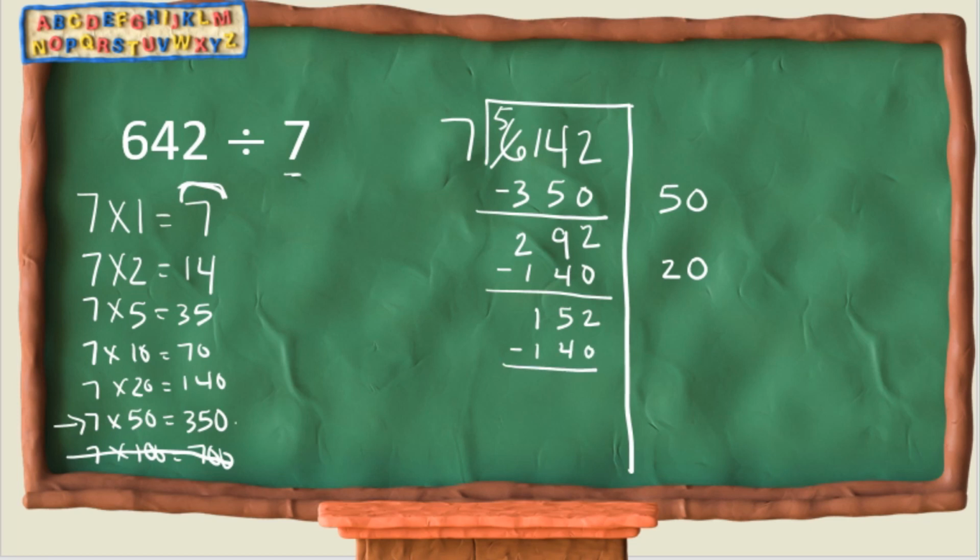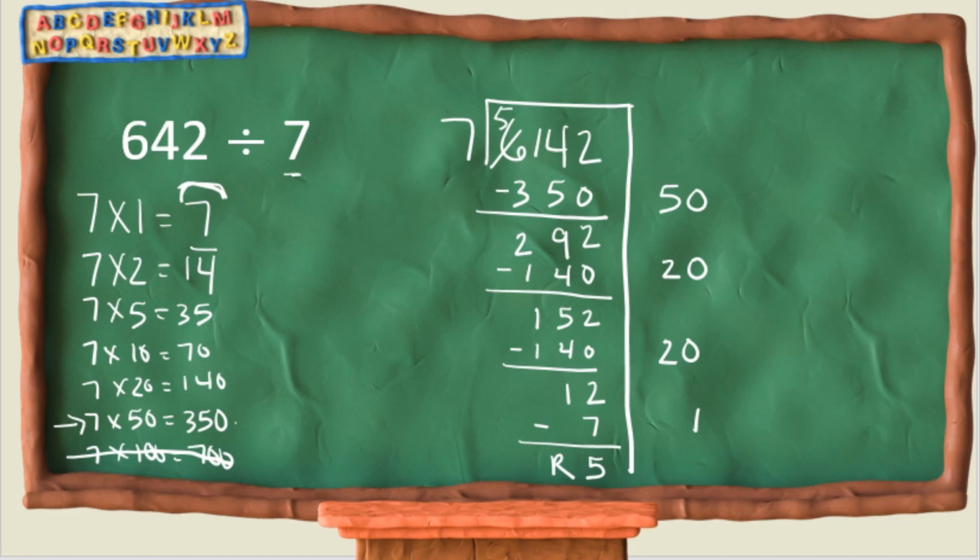How did I get this 140? I did 7 times 20. So when I do my subtraction, I have 12 left over. So now I need to think, which one of these answers can go into 12 without going over? If I look at my facts, I see that 7 is the only number that can go into 12 without going over. So I'm going to take away 7. How did I get the 7? 7 times 1. So 12 minus 7, that leaves 5. There are no numbers here that are smaller than 5, so this will be my remainder.